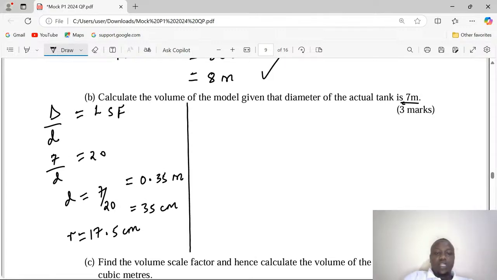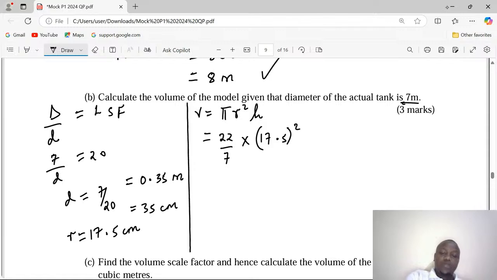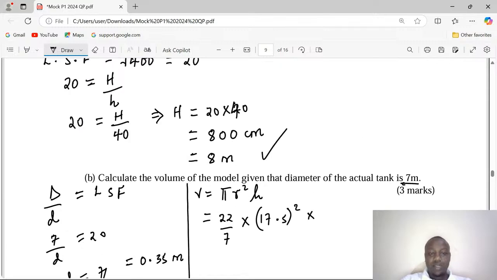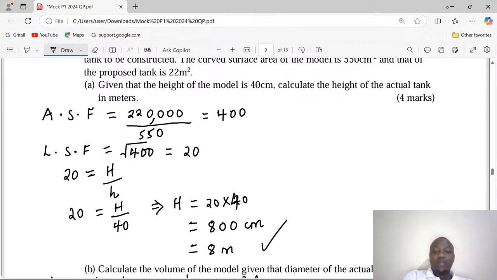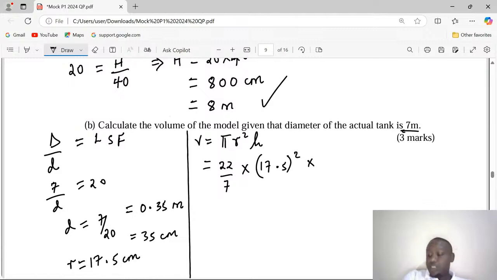Now with the radius, we can talk about the volume. Volume is usually given by cross-section area times height, being a cylinder or simply a prism, a circular-based prism. We'll talk of the uniform cross-section of pi r squared, then multiplied by height. So we will talk of pi r squared multiplied by height. For the height or length, simply, the height of the model is 40 centimeters. So we talk of 40.